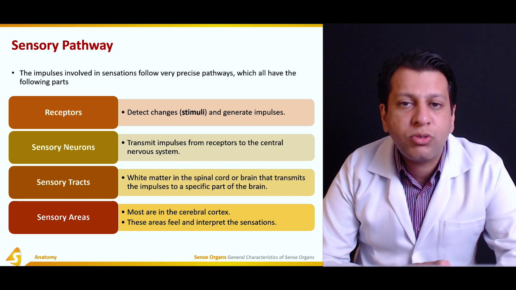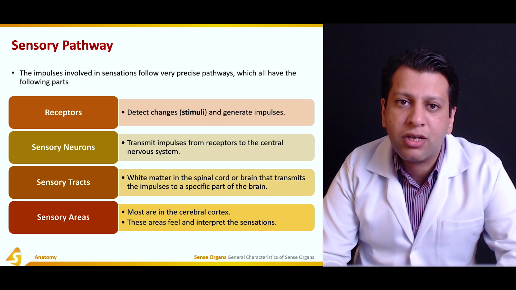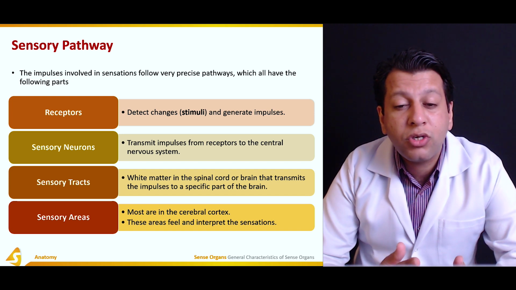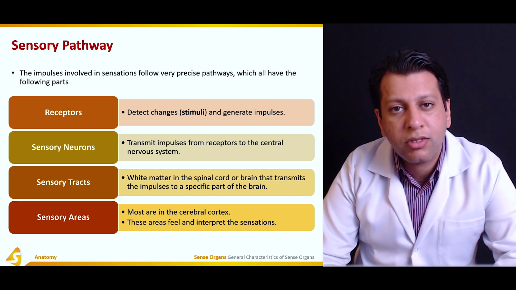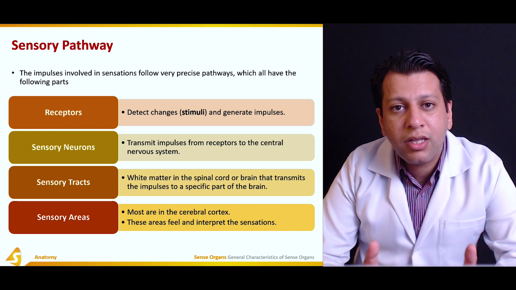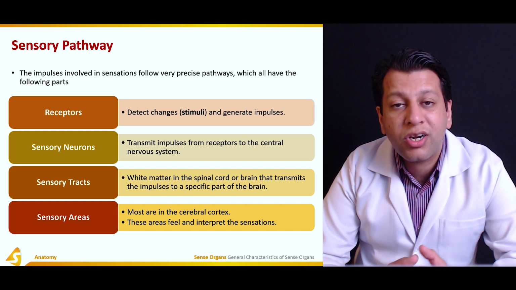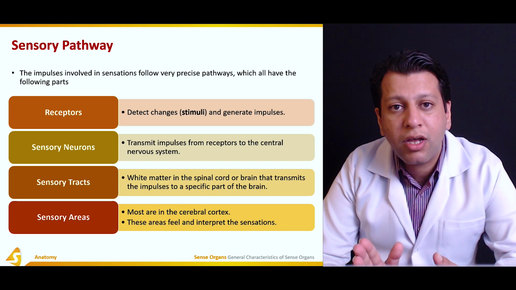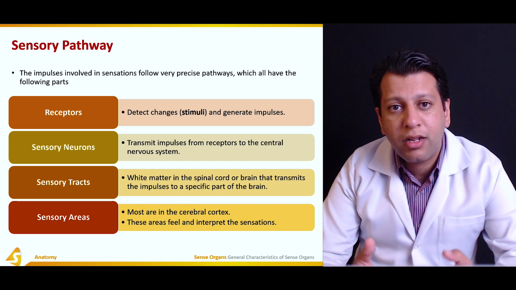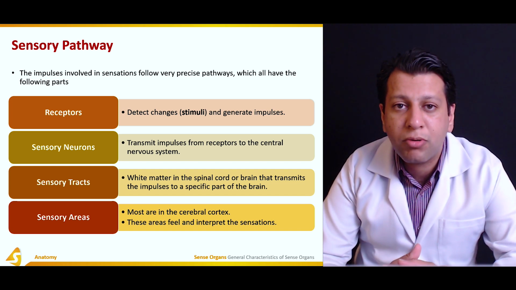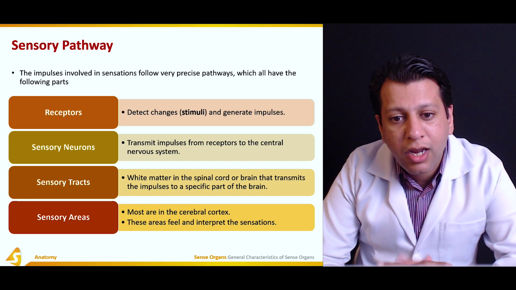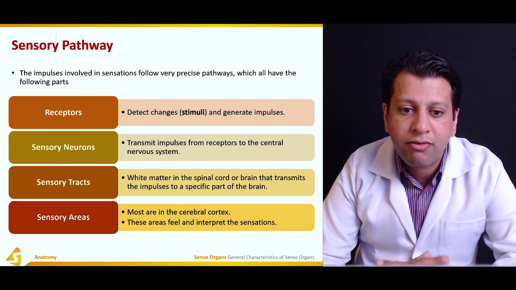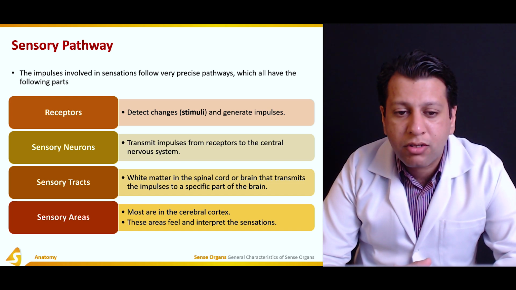Then definitely the change which has been detected by the receptor has to be taken to the spinal cord, and that is done by the sensory neurons, which transmit impulses from receptors to the central nervous system. Then once they're in the spinal cord, if they're not a reflex, they have to be taken to the higher centers as well. From the spinal cord, they are taken to the thalamus and the somatosensory cortex by sensory tracts, which could be the spinothalamic tract, which may include the lateral or the anterior spinothalamic tract, or it could simply be the dorsal column.